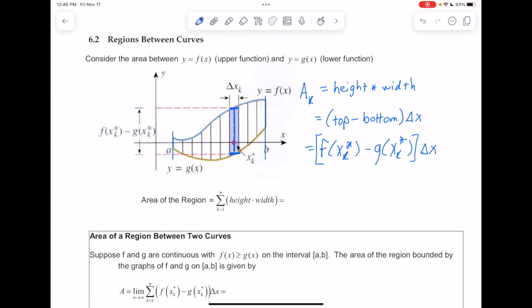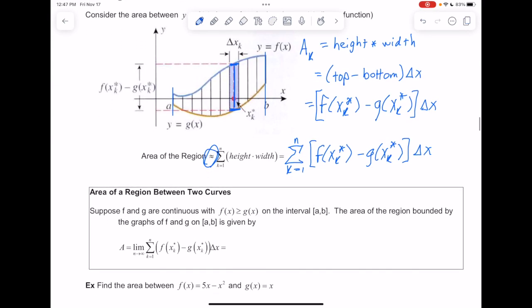So then the idea is, if you want the area of the full region, you add up the area of all n of those rectangles by doing height times width all the way across. And so that ends up becoming the sum, as k goes from 1 to n, of just what we wrote up above. So f of x k star, the top, minus g of x sub k star, the bottom, times delta x. And that would still be just an approximation if we did n rectangles. So if we take the limit as n goes to infinity, we can convert that over to exact area.